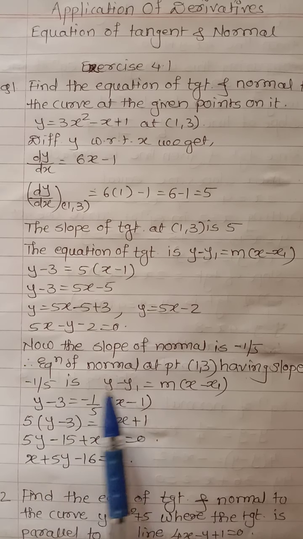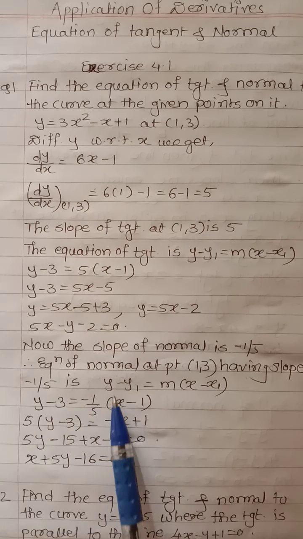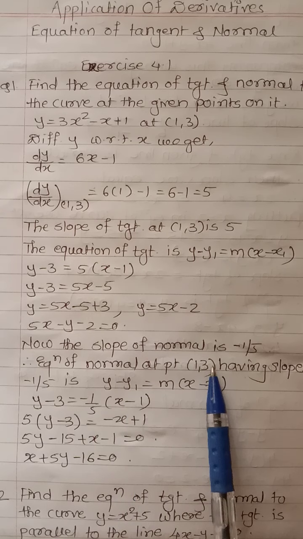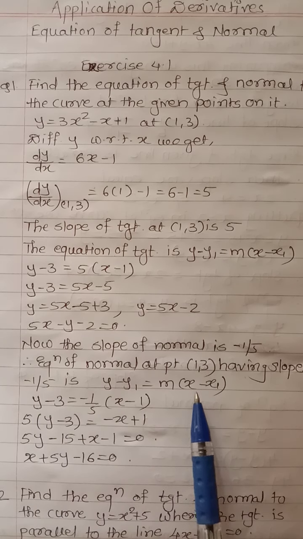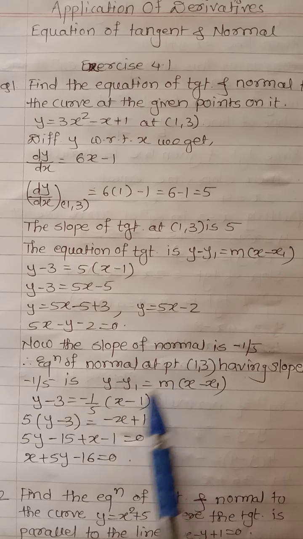So therefore, the equation of normal at (1, 3) having slope minus 1 by 5 is y minus y1. y1 is what? 3. m is what? Minus 1 by 5, and x minus x1, where x1 is what? 1. Put the values. y minus 3 equals minus 1 by 5 into x minus 1.